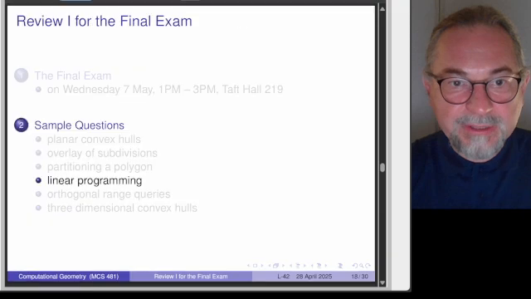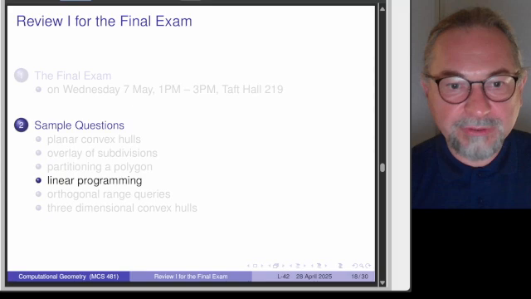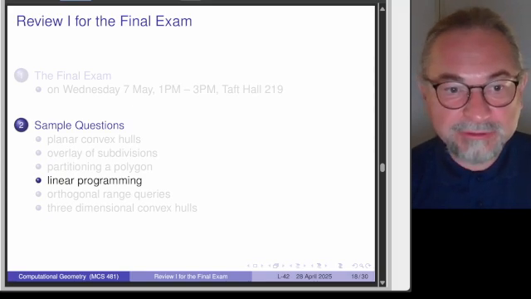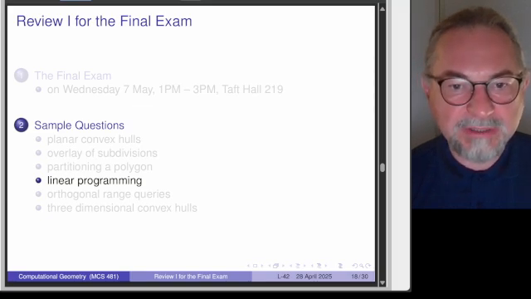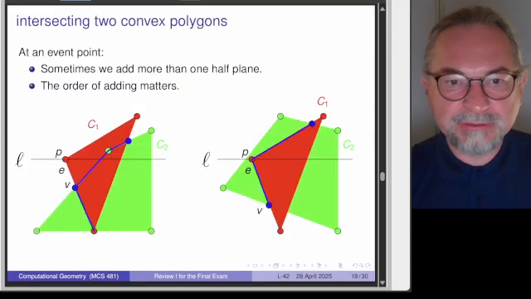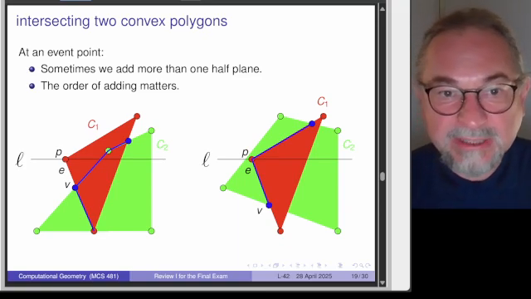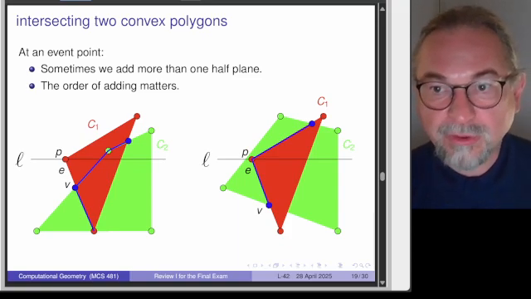Okay, 3 of the 6 questions answered, so I'm 30 minutes in. The next topic, that was chapter 4 in our textbook, concerned linear programming in 2 dimensions. And for that, we considered the intersection of convex polygons.